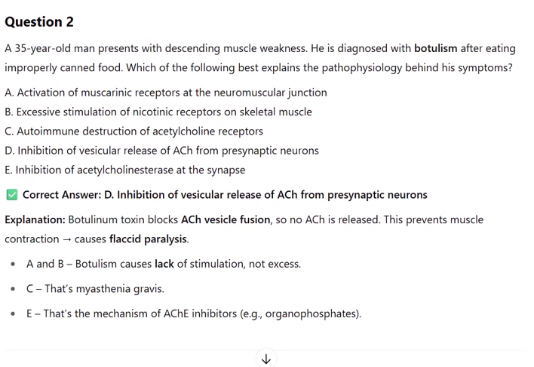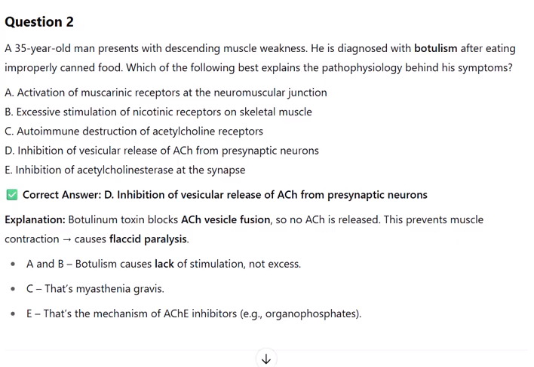Question 2. A 35-year-old man presents with descending muscle weakness. He is diagnosed with botulism after eating improperly canned food. Which of the following best explains the pathophysiology behind his symptoms? A. Activation of muscarinic receptors at the neuromuscular junction. B. Excessive stimulation of nicotinic receptors on skeletal muscle.